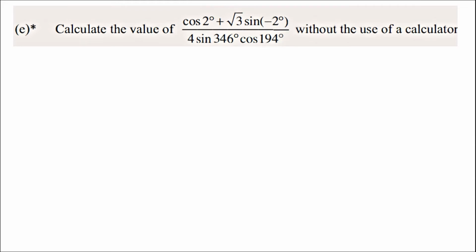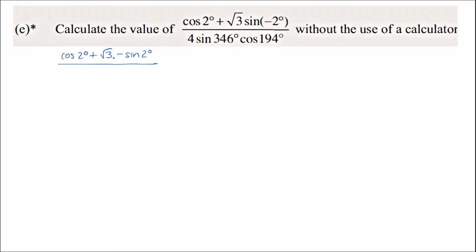Okay, all right, E with the star, a bit of a challenge here. Let's see what we can do. Okay, the cos of 2 degrees plus the root 3 sine of negative 2. Well, we realize that this here is going to be multiplied by the negative sine of 2 degrees. Now noticing that those angles are the same.